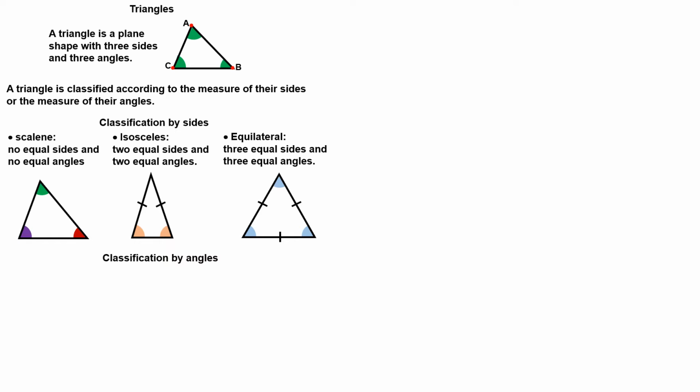Classification by angles. A triangle that has 3 acute angles is called an acute triangle. In other words, all angles are less than 90 degrees. Acute angled if all its angles are acute.